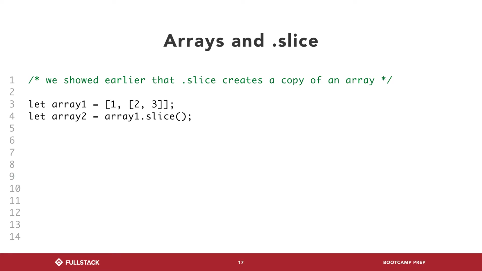Okay. Any questions? Yeah. How do you check if it's a deep or shallow copy if you don't know if there are objects in the original?